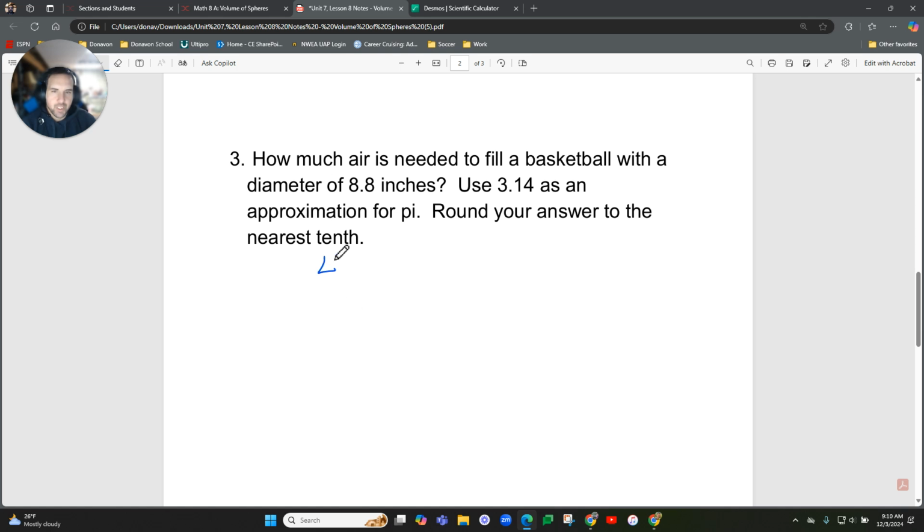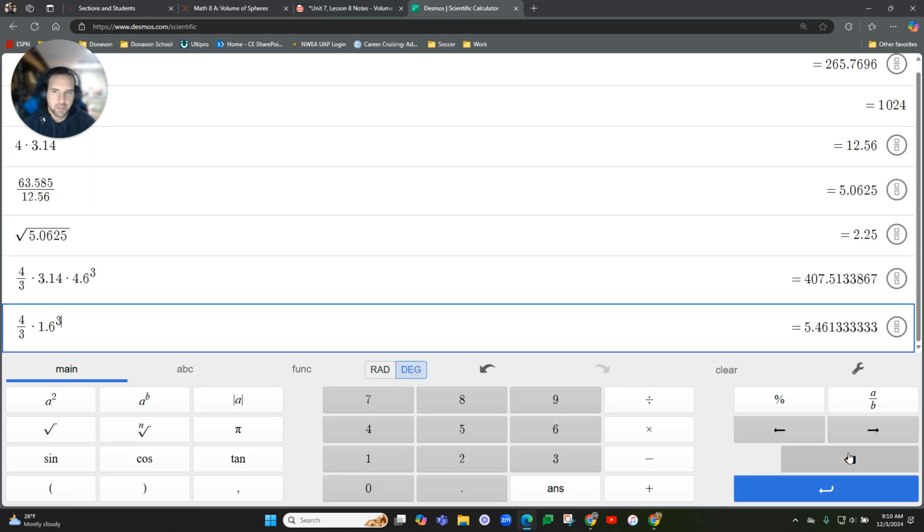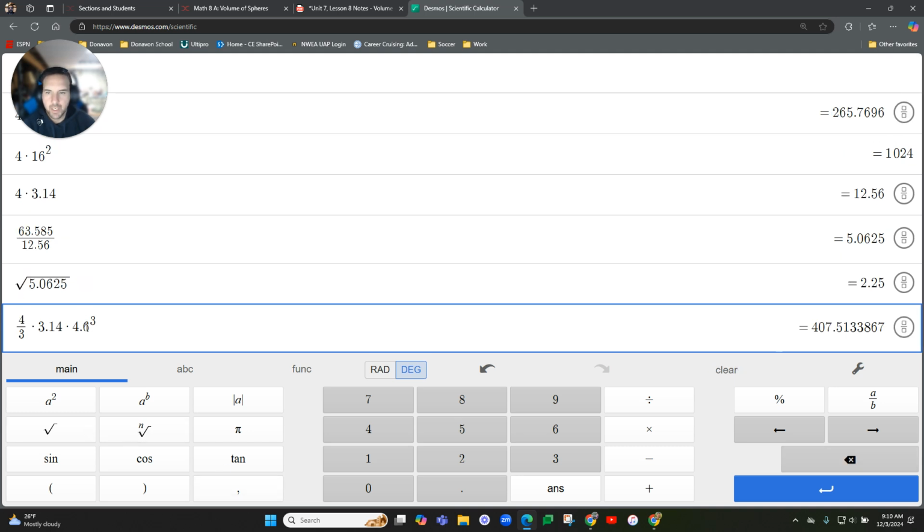Okay, so the formula is 4/3 times 3.14 times, in this case, the diameter is 8.8, so we want half of that, so 4.4 cubed. And that's it. Let's plug that back into our previous formula. I'm going to delete this one so I can go back to my previous formula. There we go. I'm just going to change the 4.6 to 4.4, and everything else is the same.